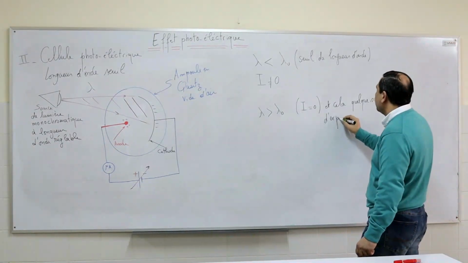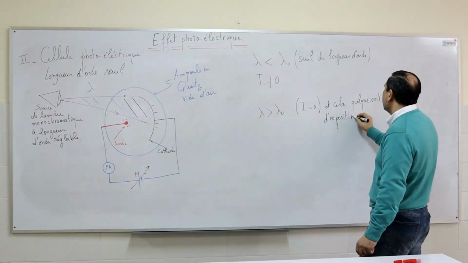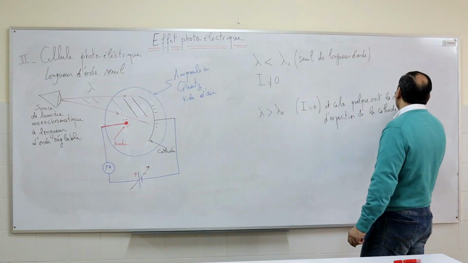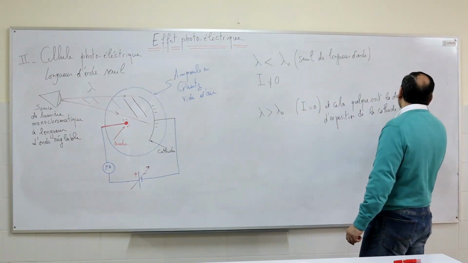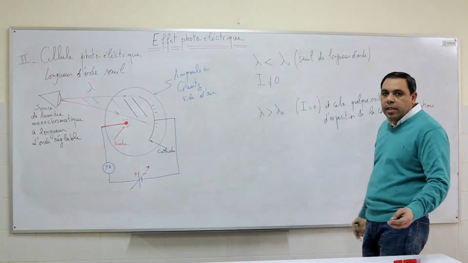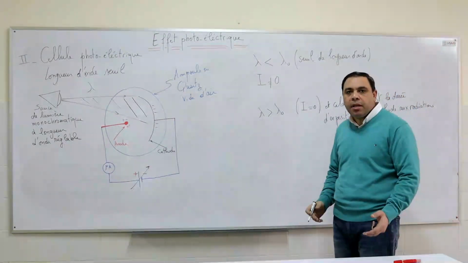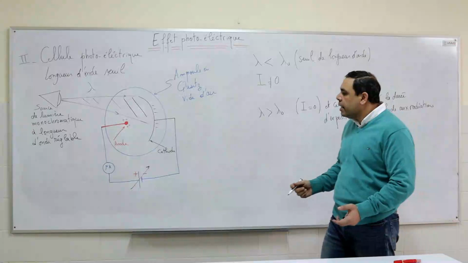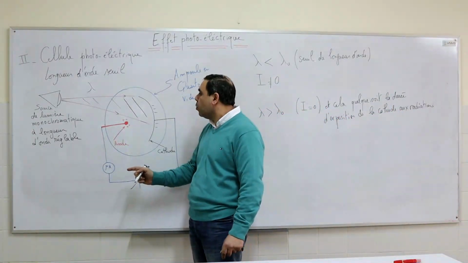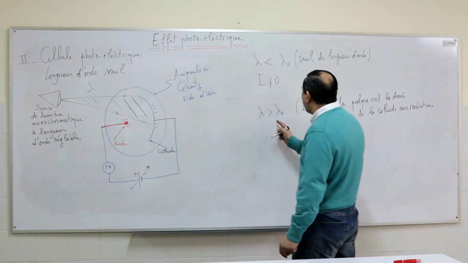That is to say, it is impossible to get an electric current in the circuit for a wavelength value greater than lambda 0. Only when the wavelength is less than a particular value, lambda 0, that is the threshold wavelength.